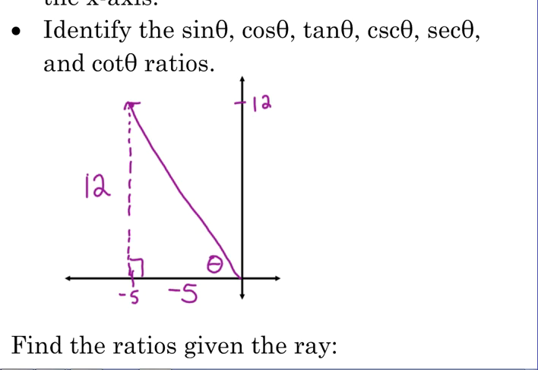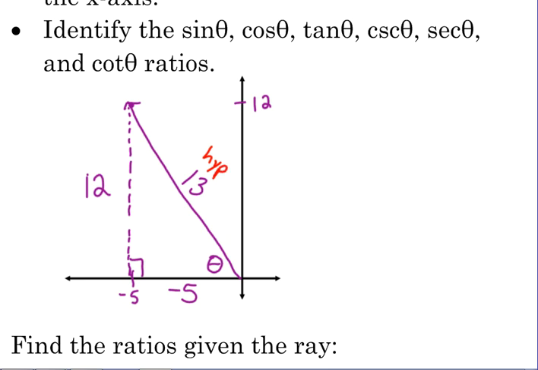Y'all remembered. 5, 12, 13. Special right triangle, 5, 12, 13. If you didn't remember, Pythagorean theorem. Okay, so let's label our sides with opposite, adjacent, and hypotenuse. Obviously we should be good with the hypotenuse being the 13.